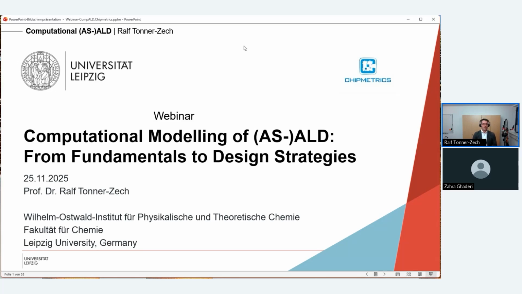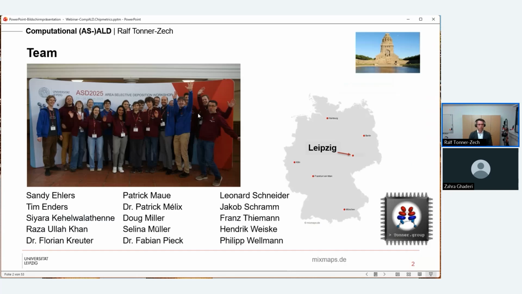Right, so my name is Ralf Tonner-Zech. I'm professor for theoretical chemistry of complex matter at the University of Leipzig in Germany. And I want to give you a very brief introduction into the group. So we're a group of computational chemists. Here you see us organizing the Area-Selective Deposition workshop in March this year in Leipzig.